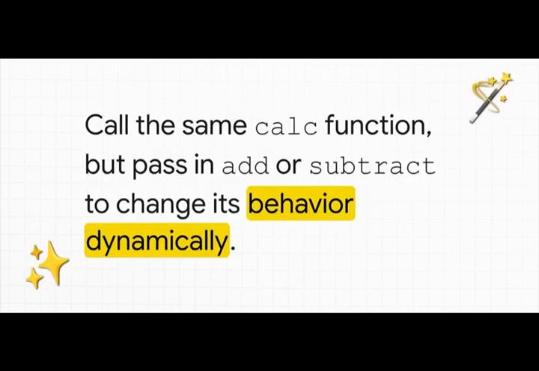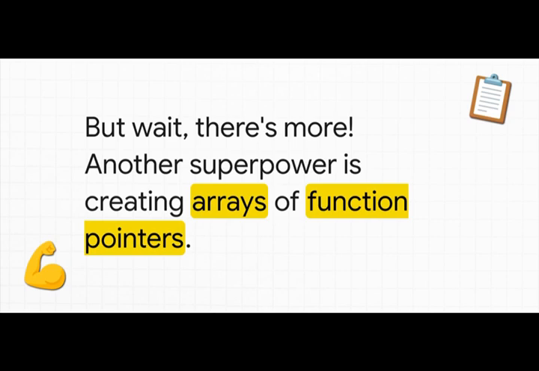And this is the beautiful payoff. We call the exact same calc function both times, but in the first call, we pass it the add function. In the second, we pass it subtract. We are literally changing the behavior of calc at runtime just by passing in a different function. Problem solved, and it's so much cleaner. But callbacks are just the beginning.